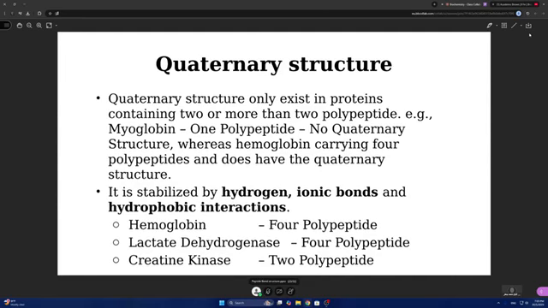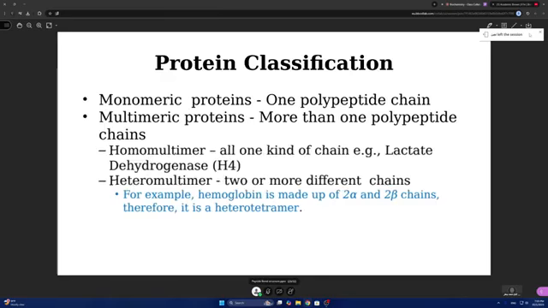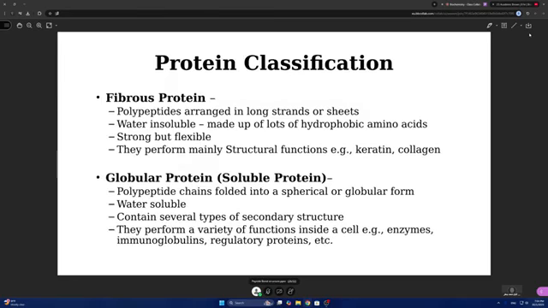Quaternary structure can only be present in those proteins that have more than one polypeptide. In one polypeptide, there will be no quaternary structure. With more than one polypeptide, there can be a quaternary structure. I know that you don't know all the proteins that have more than one polypeptide, so I will ask only about those proteins that are mentioned in these slides, whether they can have a quaternary structure or not. We are skipping this slide for now.